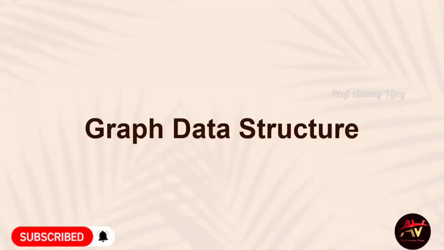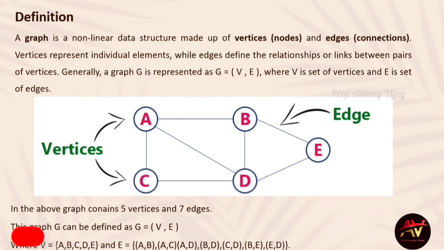This is Antony Vijay. In this video, I am going to explain about graph data structure. First of all, I am going to explain the definition part of a graph. So, graph is a non-linear data structure. It is made up of vertices and edges. From this diagram itself, we can easily understand that the graph is a combination of vertices and edges.